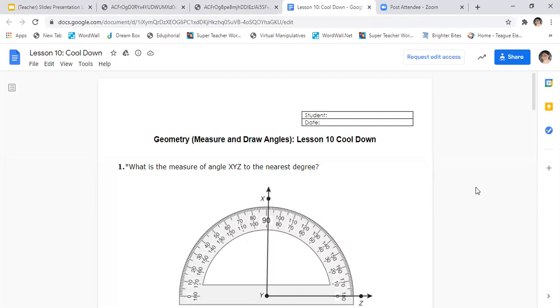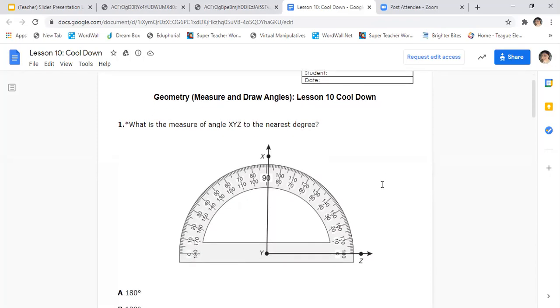So then the third activity, the third assignment that you're going to do will be the cool down. And this is the one you definitely have to turn in, and ask your teachers if you have to turn in the other two, the round robin and the pass the card, please. But this one is a definite, and we want you to make sure that you use your strategies, take out your highlighter and look at your rays and decide if you're going to use the inner scale or the outer scale. This is where you're measuring angle X, Y, and Z.